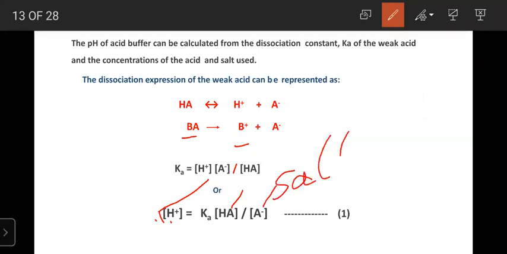Why? Because we consider the dissociation of these two, and the A minus ion will be present in large quantity. It undergoes complete dissociation, so it is a salt. That's why A minus should be taken as salt only.